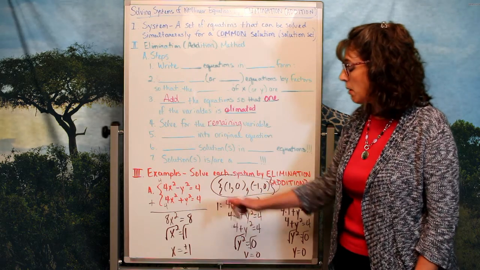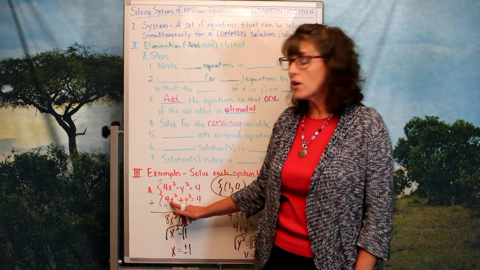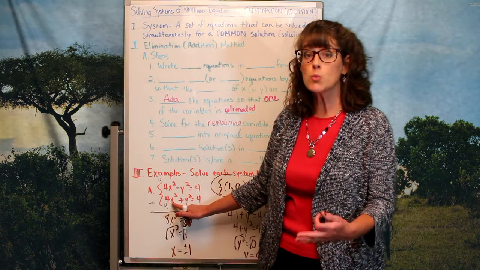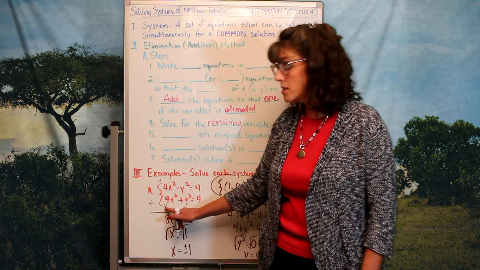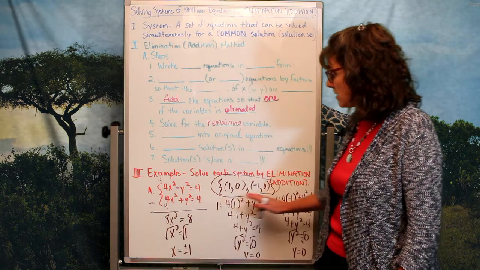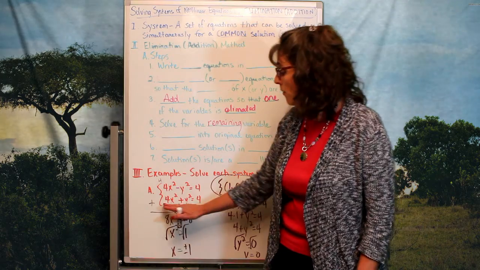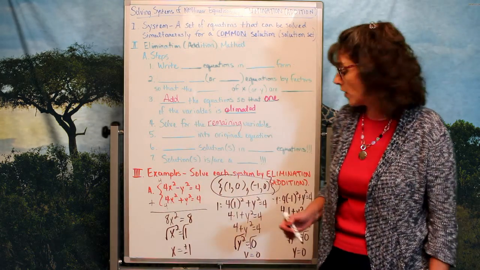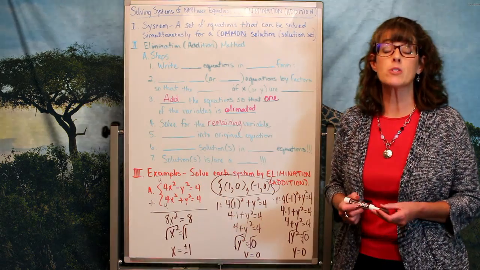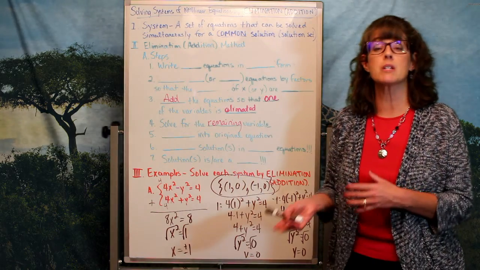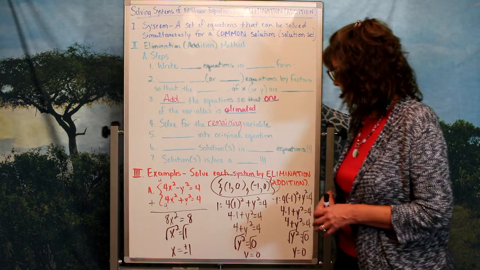Now let's check it in the bottom one. Take that negative 1, put it in for x. Negative 1 squared is 1. 4 times 1 is, again, 4. And let's put that 0 in here. 0 squared is 0. 4 plus 0 is still 4. So yes, both of these points are solutions to the system because they work in both equations.